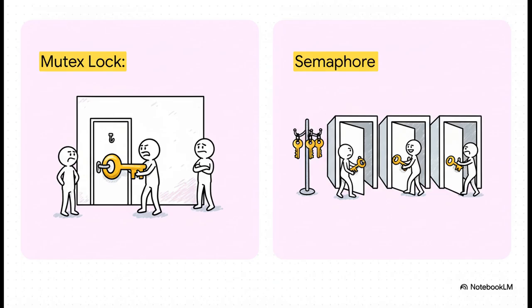A mutex is super simple. It's a key to one bathroom. It's either locked or it's unlocked. That's it. It's purely for mutual exclusion. A semaphore is more general. It's more like a whole rack of identical keys for the gym locker room. It's a counter. You can use it to control access to a pool of, say, 5 resources. Or if you set the counter to just one, it acts exactly like a mutex.